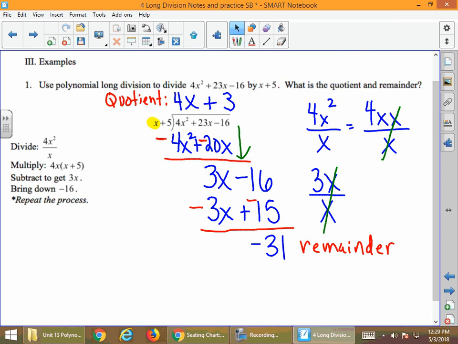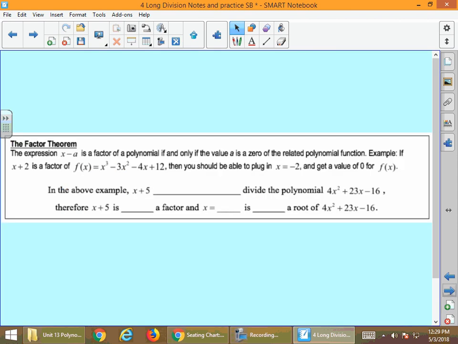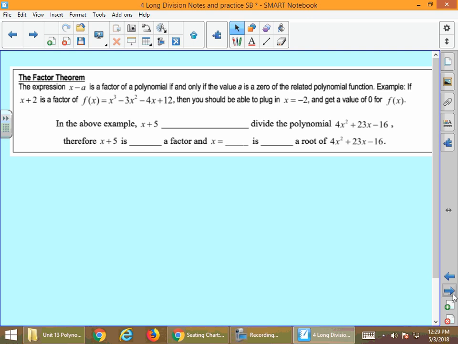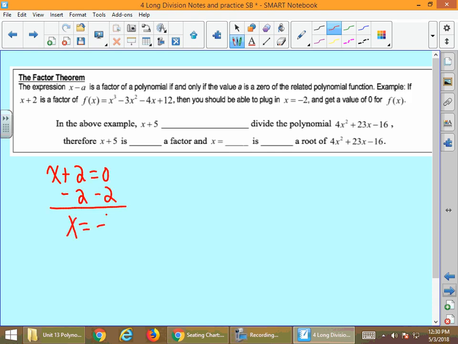When we look at this problem a little bit more closely, down here at the bottom, it says the factor theorem: the expression x minus a is a factor of the polynomial if and only if the value a is a 0 of the function. So for example, if x plus 2 is a factor, then we would take the x plus 2 and set it equal to 0, get x equals -2. So then you should be able to plug -2 back in for this x: x cubed, and 3 times -2 squared minus 4 times -2 plus 12. And when we calculate that on our calculator, we should get 0.